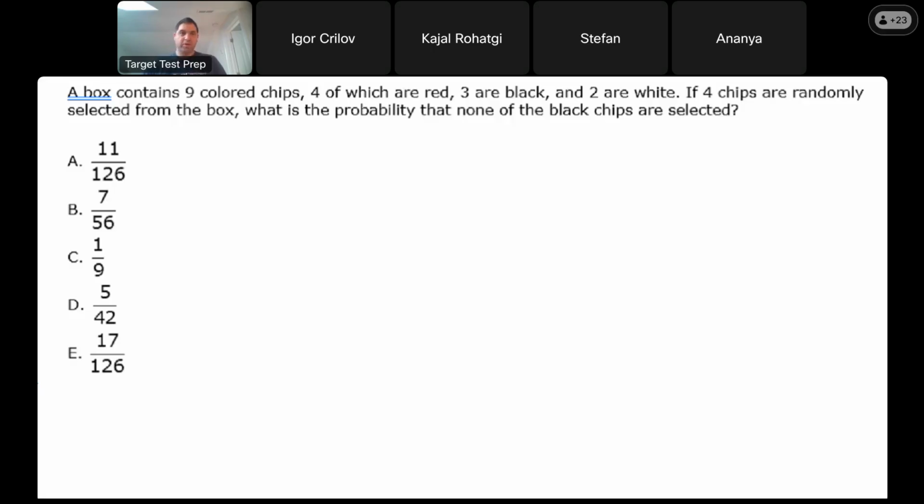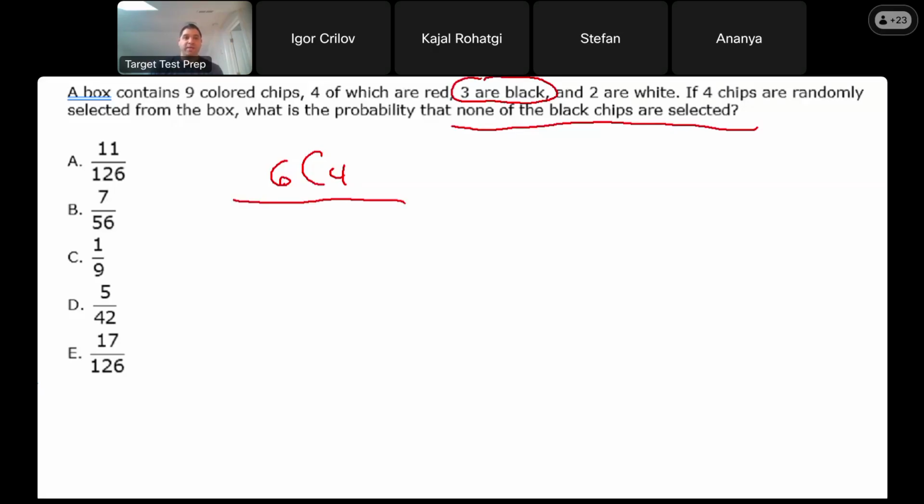All right, so let's talk about this one here. So we've got 9 chips, 4 red, 3 black, 2 white, 4 selected, none of the black chips. So as you would do with a combination question, you remove the black chips from the running of being selected. Originally there were 9 to select from, but if the black ones aren't included, that drops the number down to 6. We still need to get 4 total chips, so that's 6 choose 4.